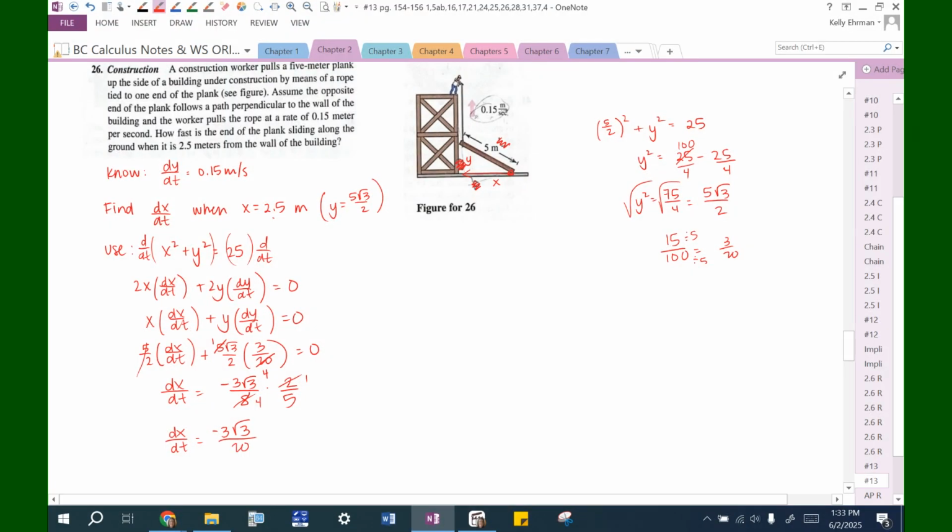It makes sense this is negative because x's distance, as we slide this board up, is getting closer to the wall, so x's length is decreasing. That's measured in meters per second. That was all that question asked. Okay.